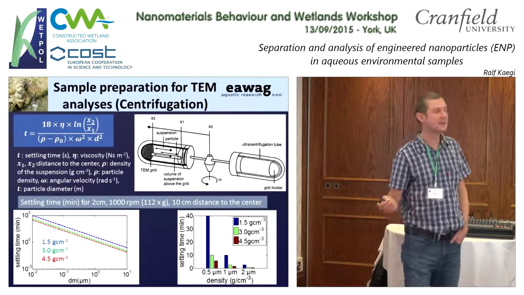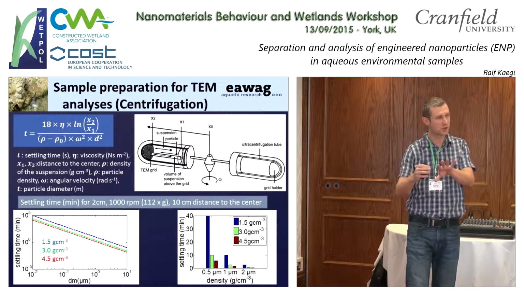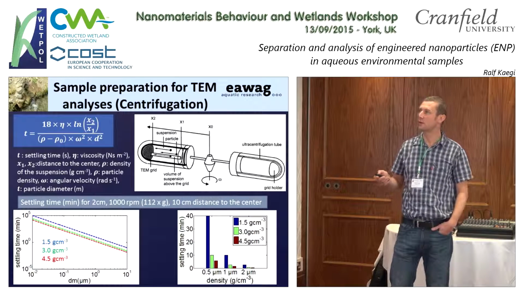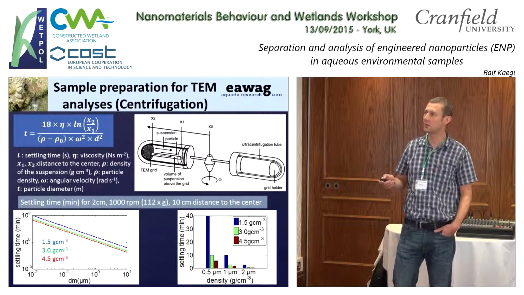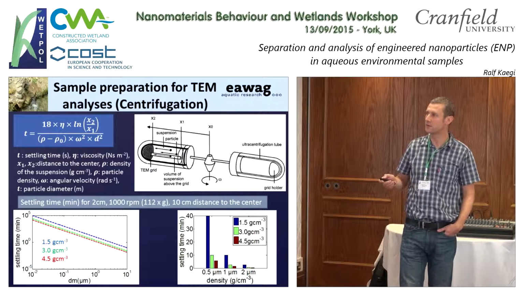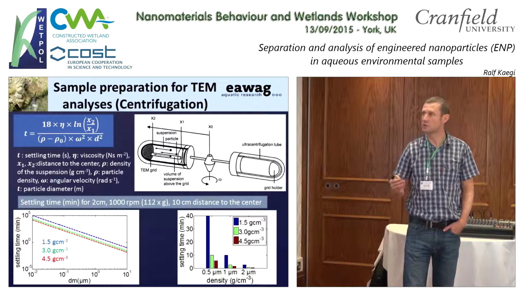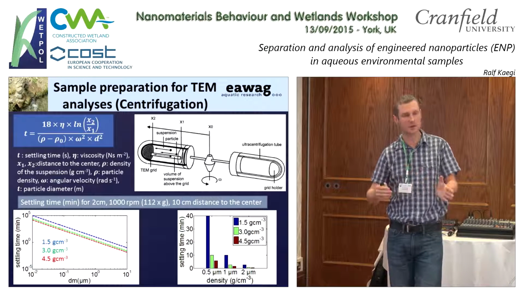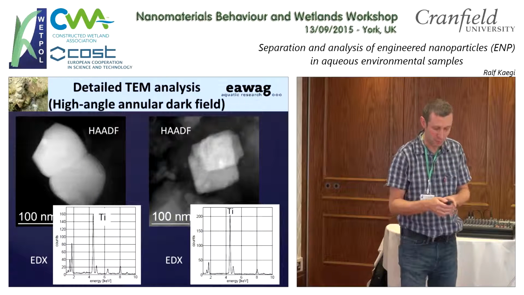To access these particles in the nano range, we go to the transmission electron microscope. For that purpose, you first want to get rid of the large particles and just look at the small particles. You can do this with centrifugation, which depends on the density contrast, on the speed, and on the size of the particles. If you choose the right conditions, you can deposit larger particles while smaller particles still remain in the supernatant.